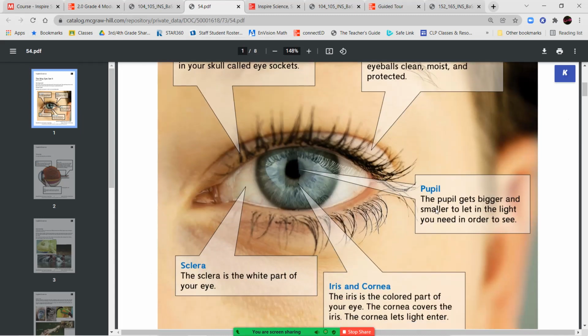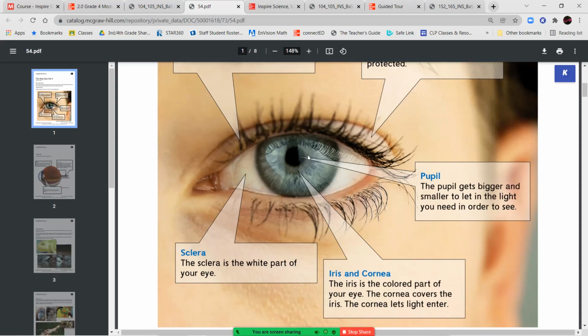Pupils. The pupil gets bigger and smaller to let in the light you need in order to see. So the pupil is the little black part in the middle. When it's dark outside, your pupil opens up wider to let in as much light as possible so that you're able to see. And when it's really bright, it gets small and really tight because too much light can actually hurt your eyes. Then we have the iris and cornea.